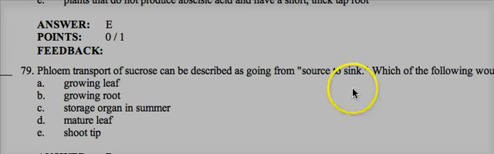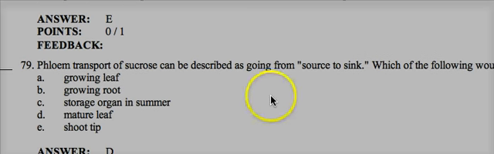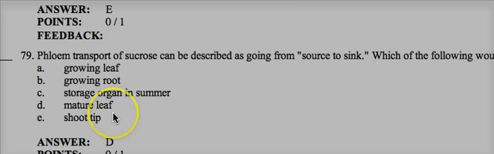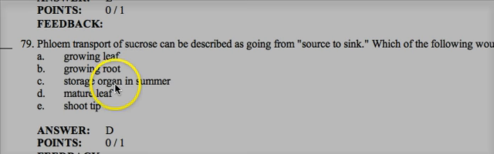Phloem transport of sucrose can be described as going from source to sink. Which of the following would not normally function as a sink? Okay, growing leaf, growing root, storage organ in summer, mature leaf, or root or shoot tip. So pause and then think of the answer. Okay, and the answer is D, the mature leaf. So we are going to transport sucrose to growing areas that are going to require some energy, not a mature leaf that's already there.